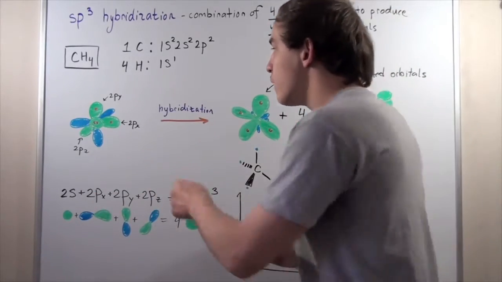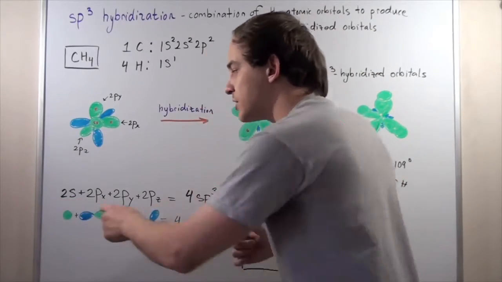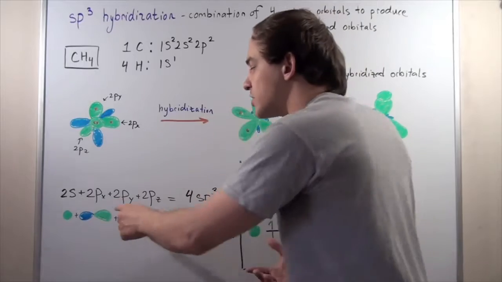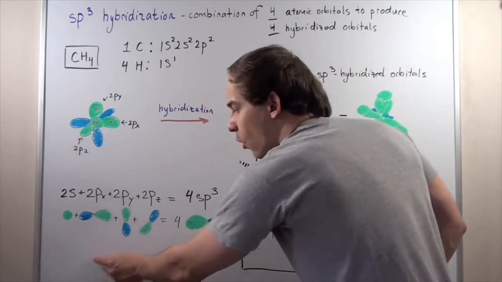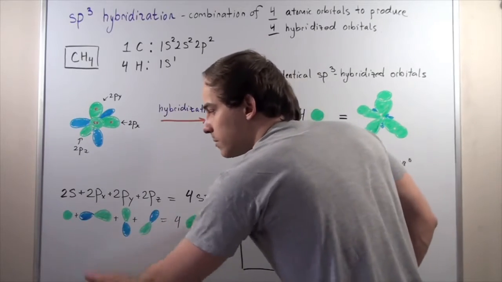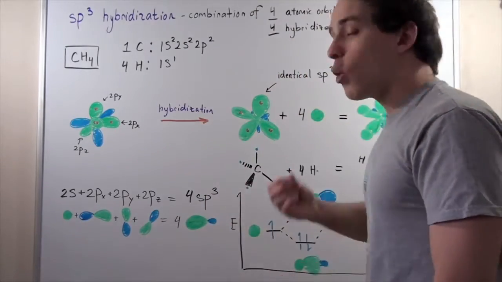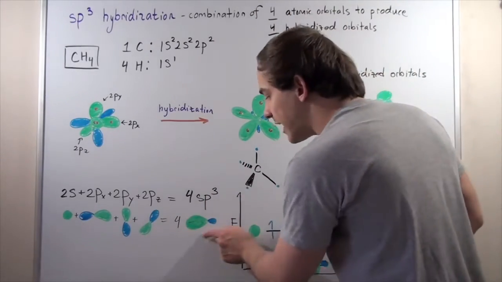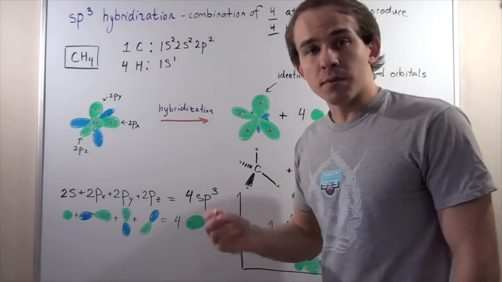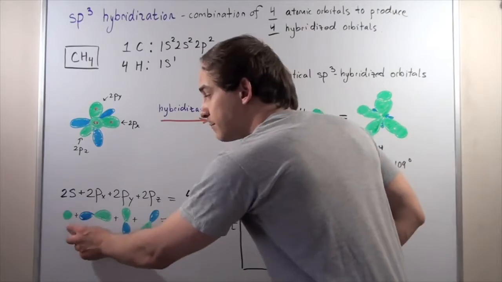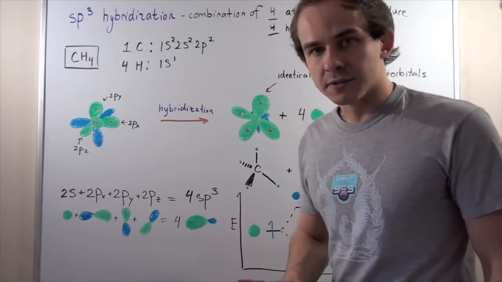In other words, for hybridization to take place, the 2s must combine with the 2px, that must combine with the 2py, and the 2pz. If we combine all these 4 atomic orbitals, we will get 4 hybrid orbitals that are all identical and look like this. So we get 4 sp3 hybridized orbitals in which we have 25% s character and 75% p character.